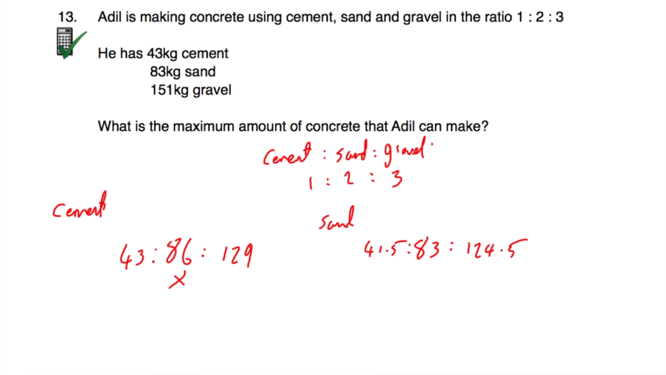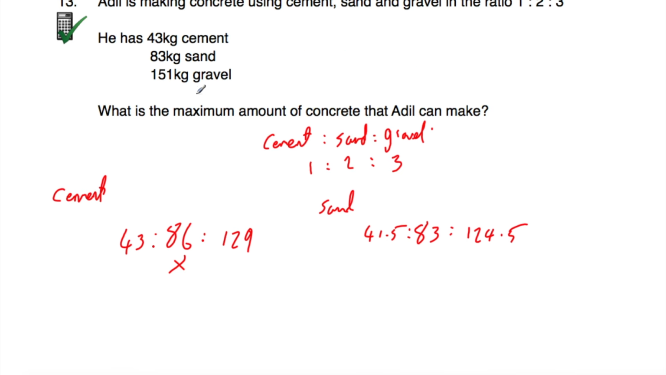Let's have a look and see if we use all the gravel instead. If we used all the gravel, then that would be 151 kilograms of gravel. That's 3 parts. Let's divide that by 3 to find out 1 part for the cement. So 151 divided by 3 is equal to 50.3 recurring, so 50.333 and so on. And if you times that by 2 to get two parts, that'd be equal to 100.666 and so on. Now if we have a look at this, we actually don't have enough cement, and we also don't have enough sand either, but we have enough gravel.